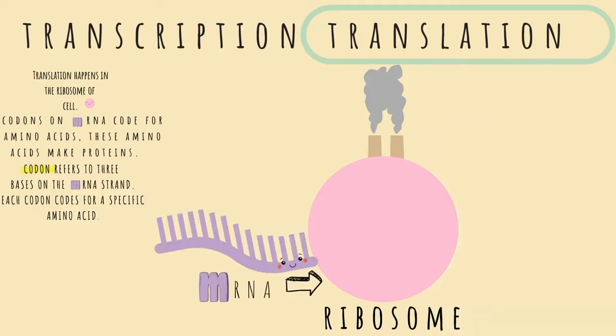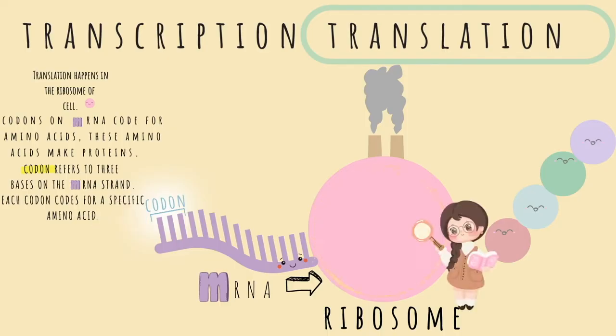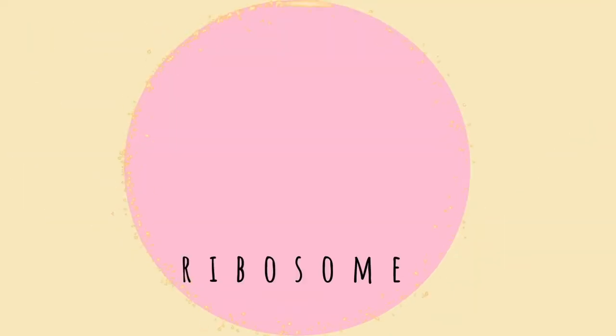mRNA starts the translation process by entering into the ribosomes at one end, and out of the other end comes the finished product, the amino acids. Looking at our mRNA, we can clearly see the codon, which is going to have a big role here now as we take a magnified look at what happens within the ribosome. Okay, so here we are within the ribosome.